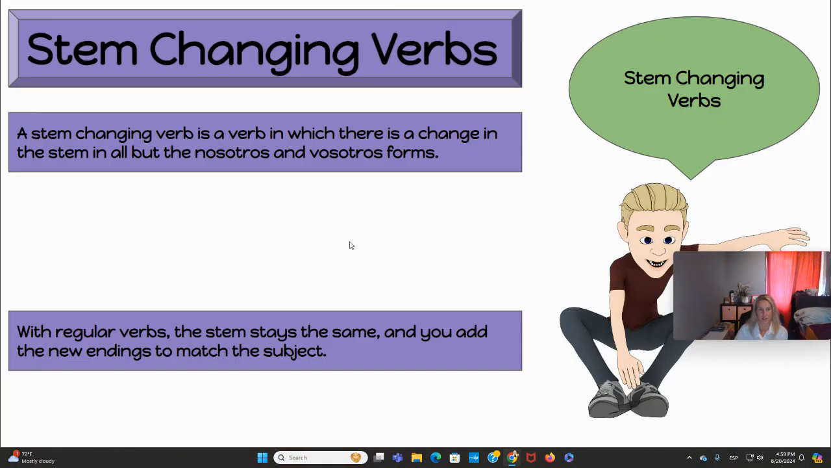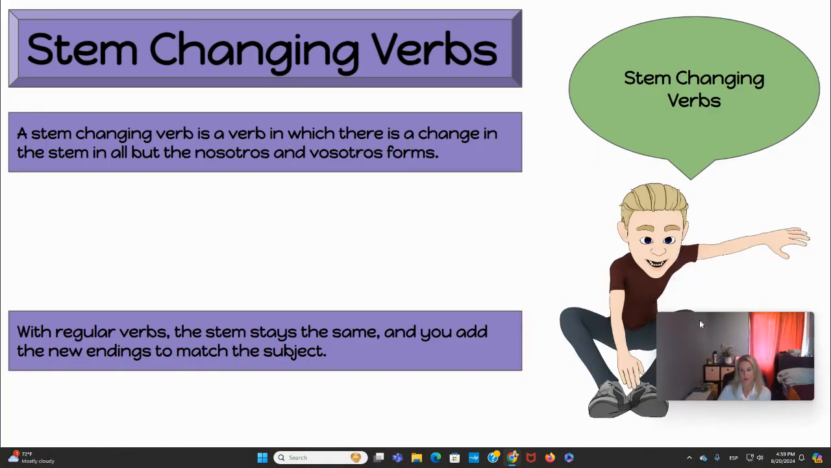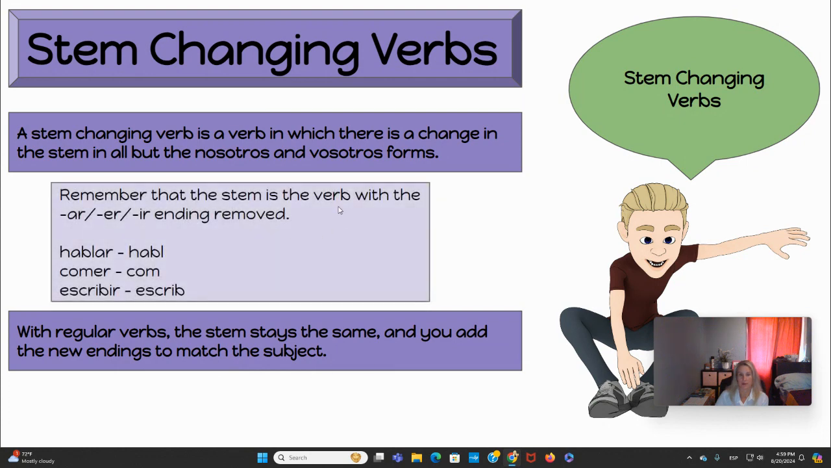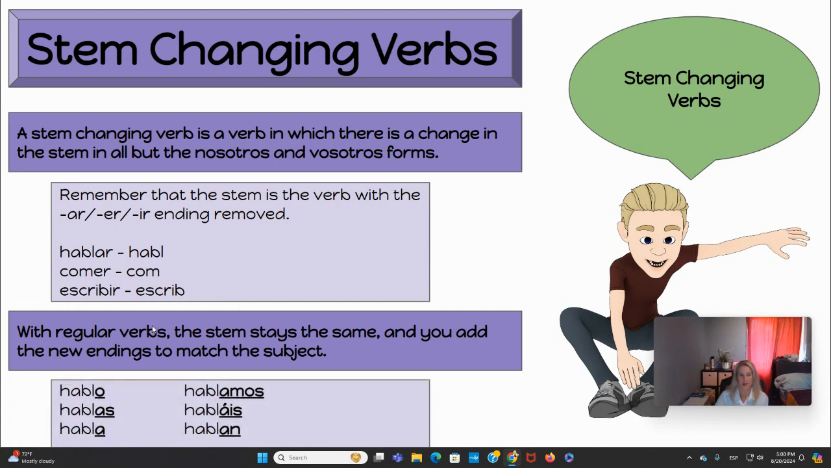All right, so what are stem changing verbs, or we also call them boot verbs? A stem changing verb is a verb in which there's a change in the stem in all but the nosotros and vosotros forms. With regular verbs, the stem stays the same and you add the new endings to match the subject. Remember that the stem is the verb with the AR, ER, IR ending removed. So remember the stem of hablar is hab, comer, com, escribir, escrib. We just practiced regular verbs. If you hopefully remember that, here's your conjugation of hablar: hablo, hablas, habla, hablamos, habláis, hablan.